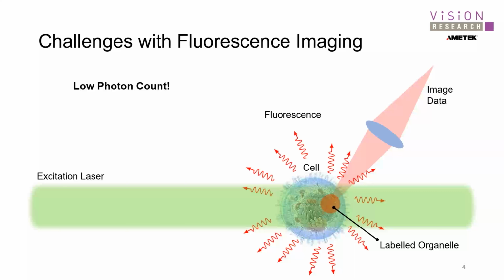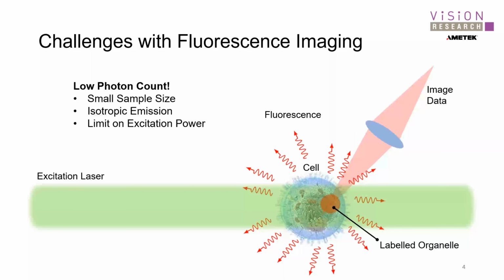And why is it low? It's because that region is very, very small, right? We're talking about anywhere from 1 to 10 microns of feature size, right? So you get a very low amount of signal coming out of there. The emission itself is generally isotropic, right? So you get photons emitted in all directions, but you only can capture a small little piece of it as they come out. There's a limitation on the excitation power you can pump into a cell, right?